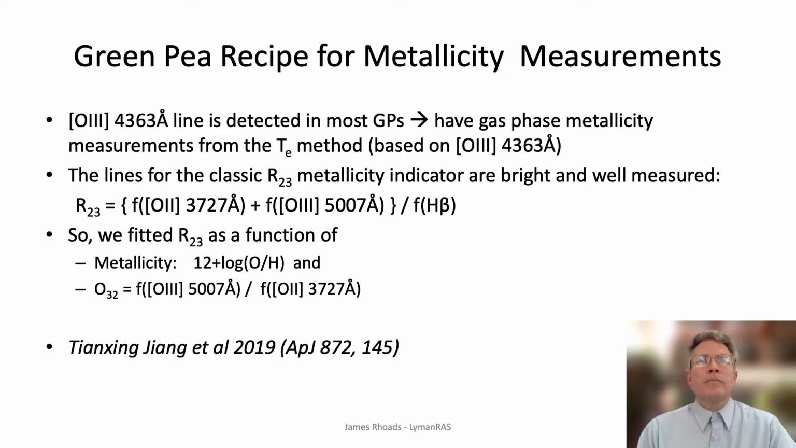R23 is double valued, which is to say that for many values of the R23 ratio, you could end up with either a high metallicity or a low metallicity solution to the relation between gas phase metal abundance and this indicator. But what we've been able to do with a sample of nearly 1,000 green peas, in work that Tianxing Jiang led as part of her thesis with Sangeeta, was to calibrate this relation and do it using the O3/O2 ratio as a second parameter.